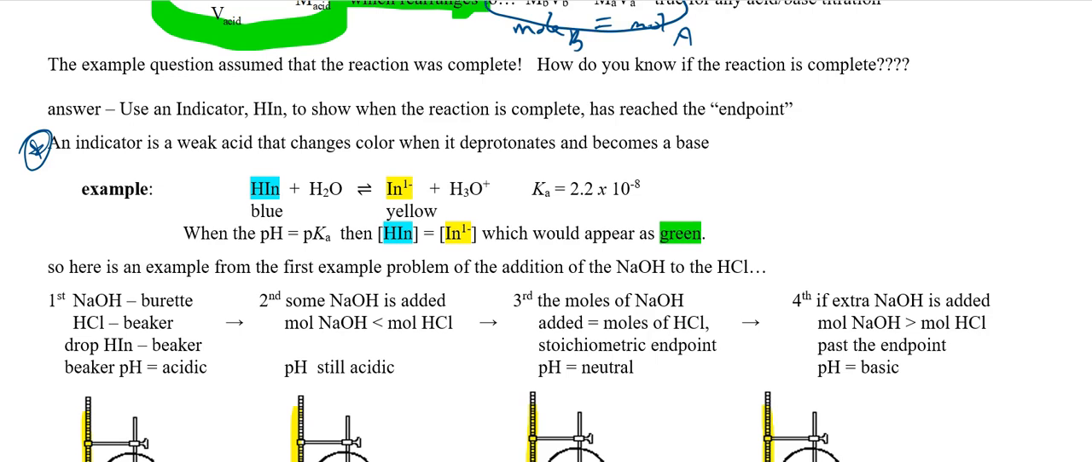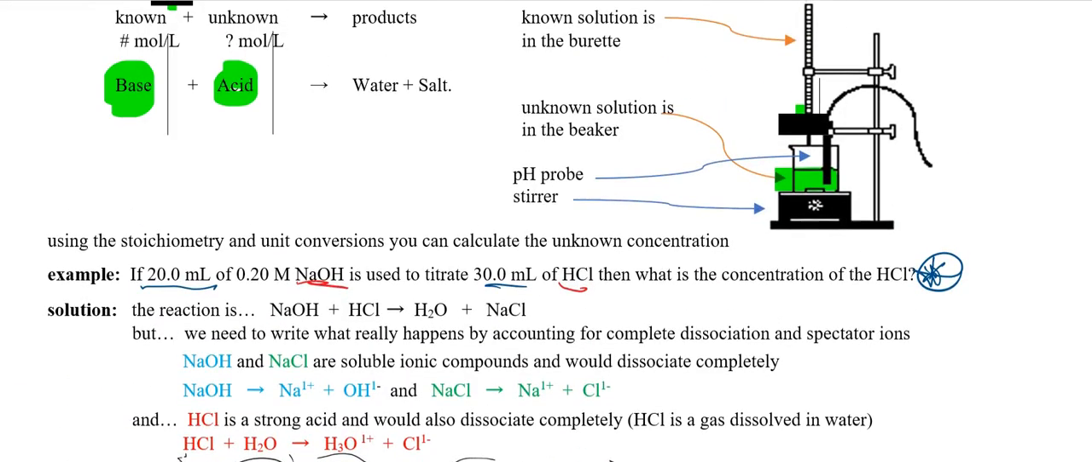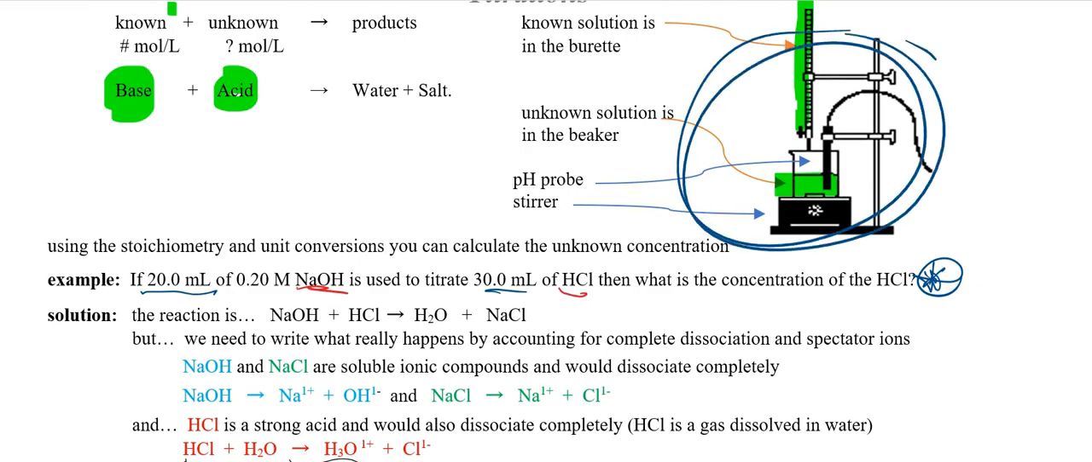I don't really need to know that, but anyway, what I'm saying here is, what if we had a blue HIn, and it becomes yellow when it's deprotonated? Okay, remember your acid-base chemistry. When the pH equals the pKa, then the concentration of your acid, in this case the blue, equals the concentration of the base, in this case the yellow. And blue and yellow make, happily, green.